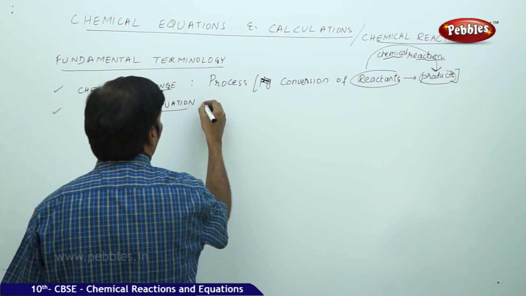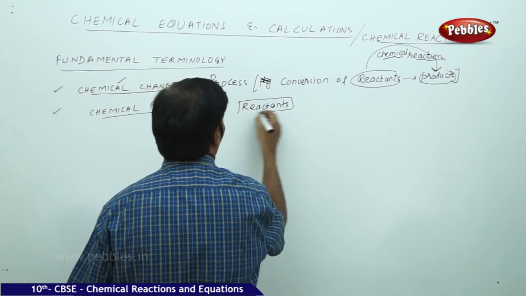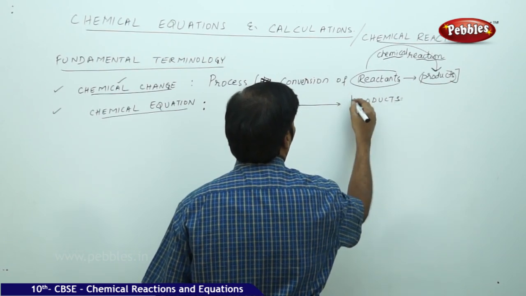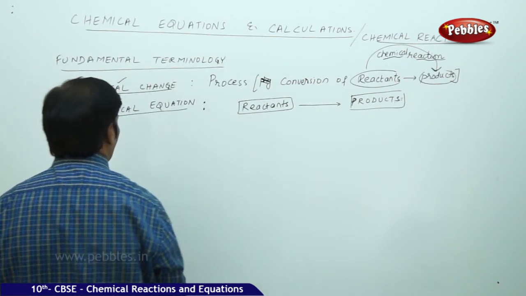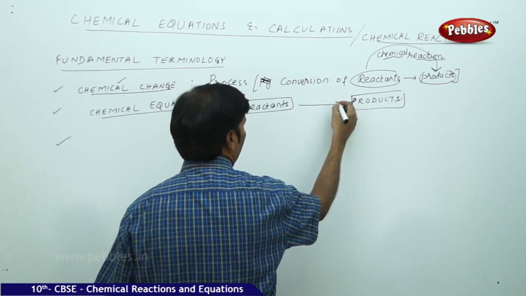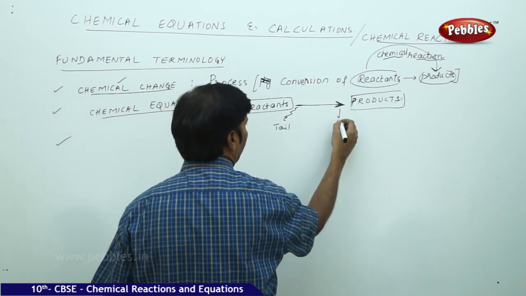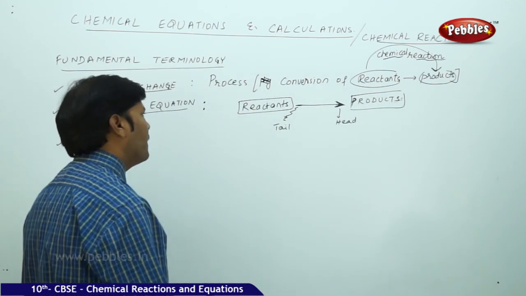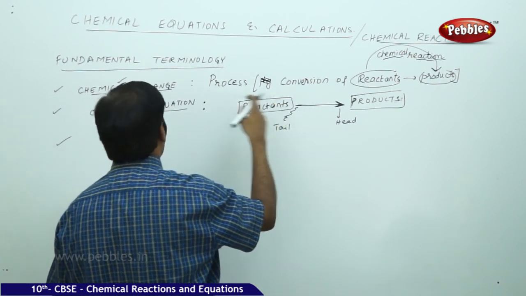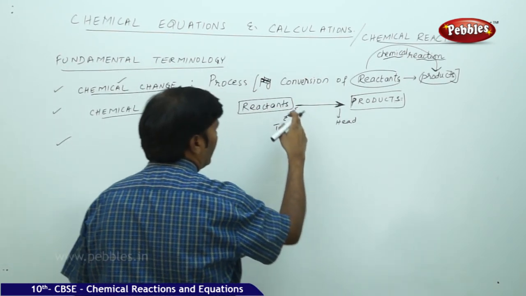When you say a chemical equation, it is made up of reactants separated from products. If you go for a chemical equation, reactants and products are separated by the arrow. We have a right side arrow and we have a tail. This we call the tail and this we call the head. The head faces the products and the tail faces the reactants. So a chemical equation is given by two components, reactants and products, separated by an arrow. An arrow is made up of head and tail.